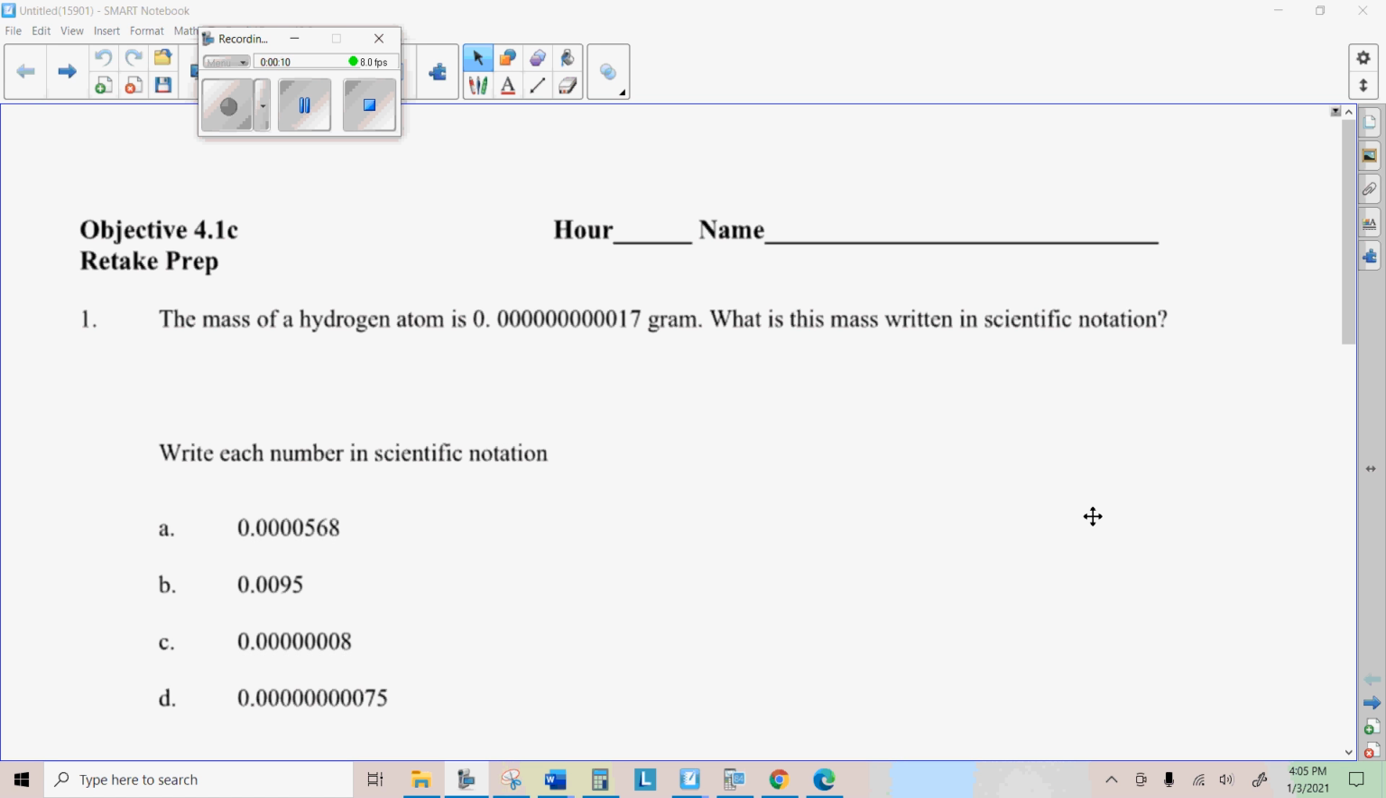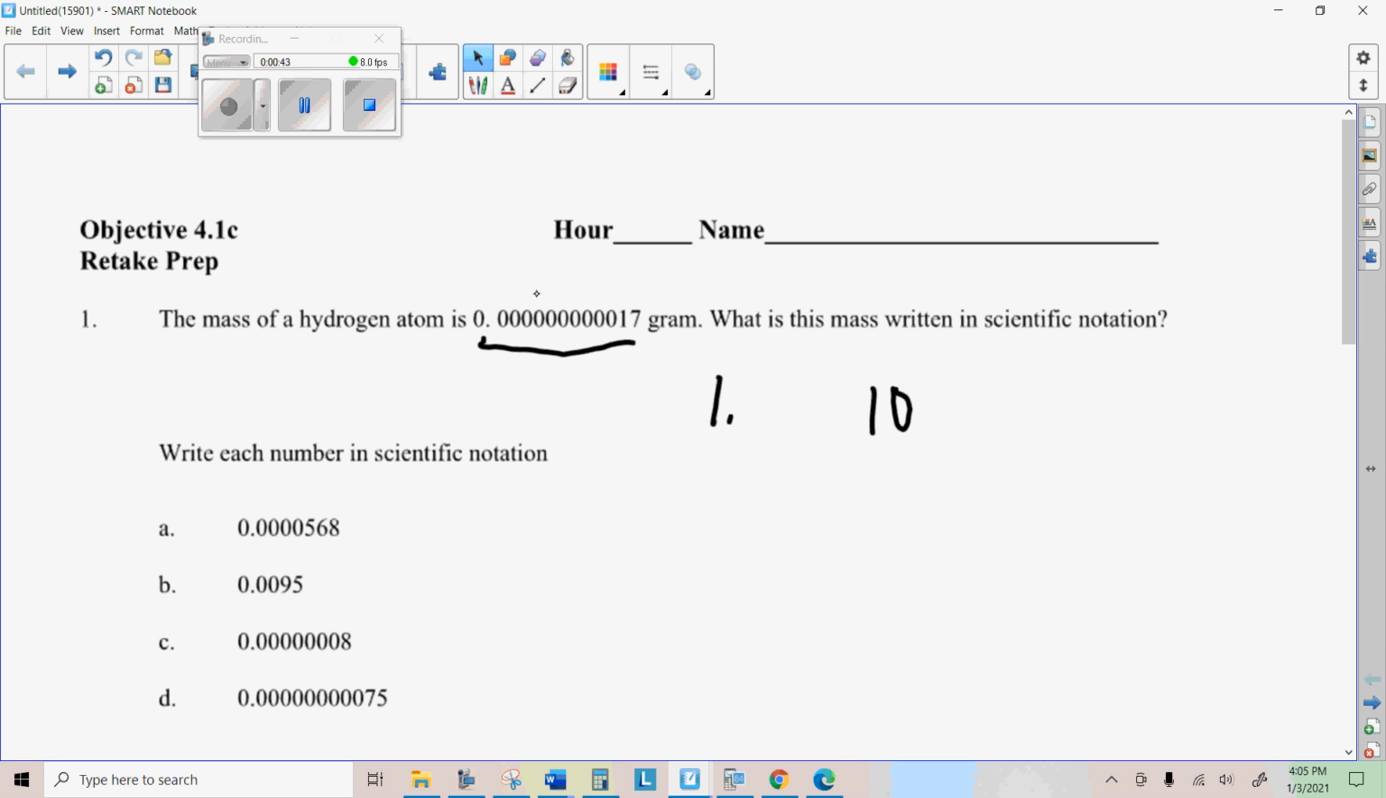If you're watching this video, then you want to retake Objective 4.1c and make sure you've learned it. So this one's all about scientific notation, and I'll just quickly remind you how that works. If you have a number like this, a really small number, that means you have to multiply by negative powers of 10 to make it get smaller and smaller and smaller. Now the first number when you're writing in scientific notation is always greater than 1.